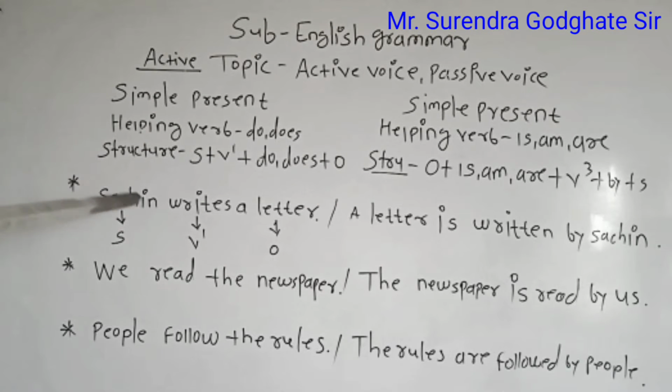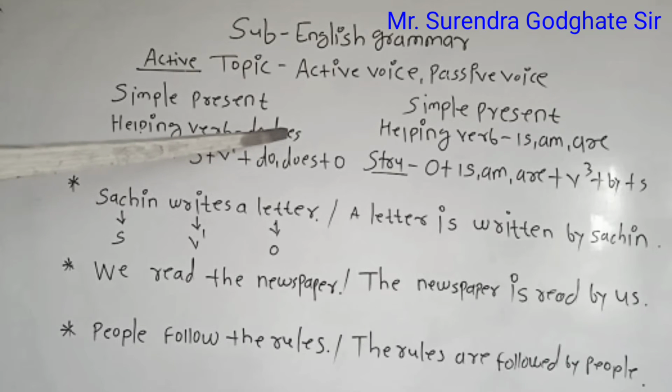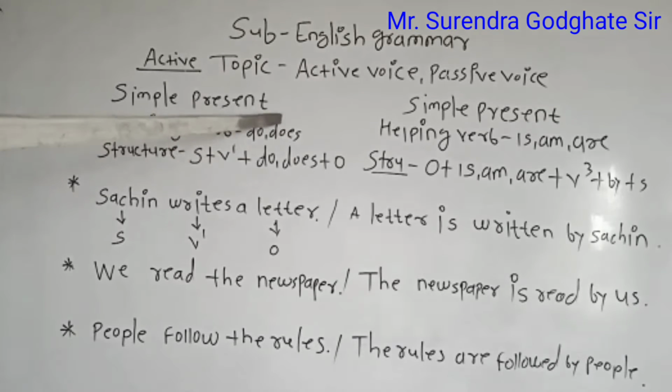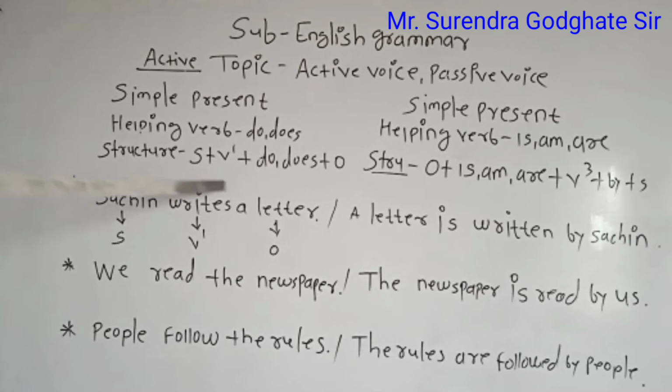Here the structure is subject, V1, do/does, plus object. According to this structure, we have written a sentence: Sachin writes a letter. Sachin is the subject, writes is the V1, and later this is the object. So where is the do/does? You know, Sachin is singular, so we have to apply does here. As I told you, we have to apply do and does according to singular and plural.